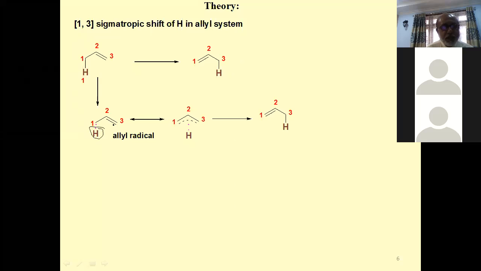Now this allyl radical will have resonance, because this electron will keep on distributing itself along these 3 atoms and this hydrogen. So in the orbital symmetry, we consider the overlap between the 2 terminal carbon atoms, 1 and 3. At one point, this hydrogen will go and bond with this one, and we say that there is a migration of this hydrogen atom. And so it is a 1,3 sigmatropic shift of hydrogen in a 1,3 allyl system.